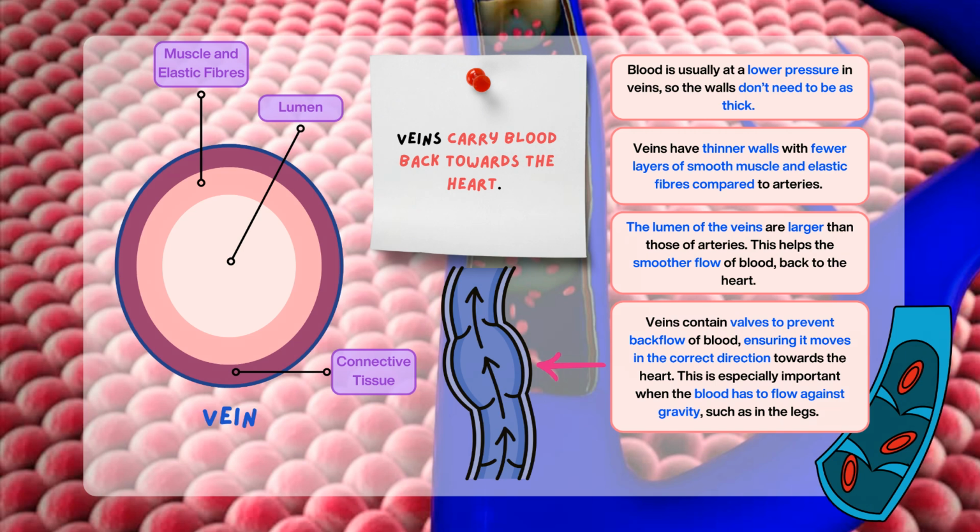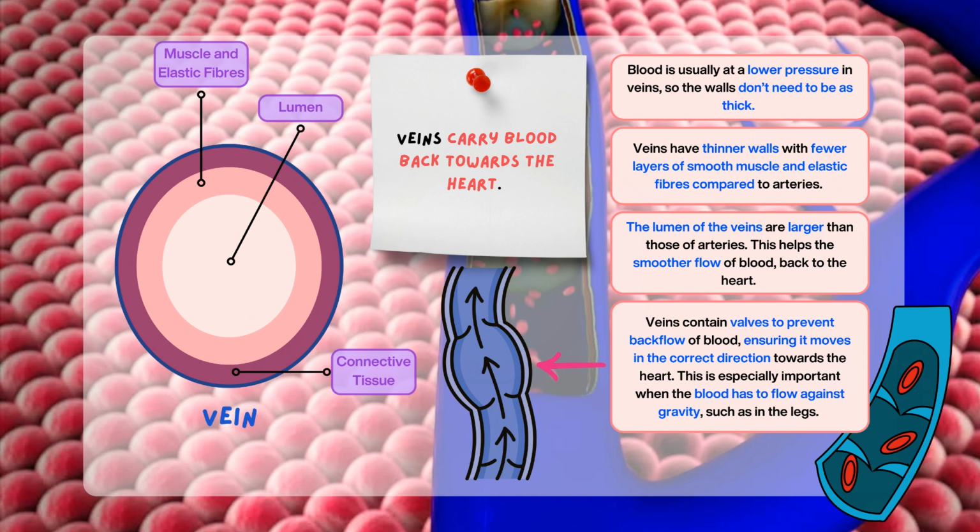Overall, arteries transport blood away from the heart under high pressure. To handle this, they have thick, elastic walls. Veins carry blood towards the heart under low pressure. They have thinner walls, a larger lumen, and valves to prevent backflow. Capillaries facilitate the exchange of materials between blood and body cells. They have very thin walls to enable quick and efficient diffusion.